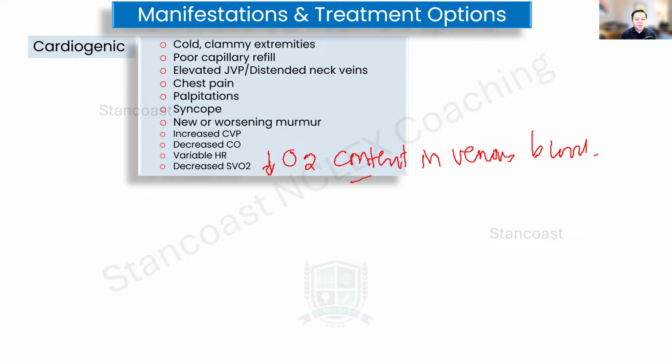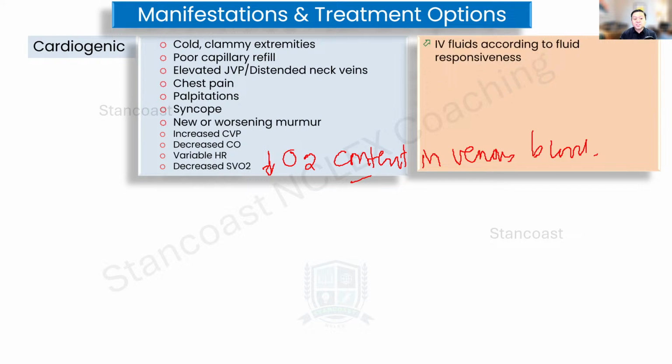Now let's talk about the treatment, guys, for the cardiogenic shock. What are you going to expect here? Well, one of the treatments will include IV fluids according to the fluid responsiveness. But you got to be careful. You got to be cautious when you're administering the IV fluid, especially if the patient already has heart failure. You gotta be careful, guys. You gotta be cautious, because if our patient is possibly having a fluid overload, then we don't want to add to that problem. So this is going to be done very cautiously.